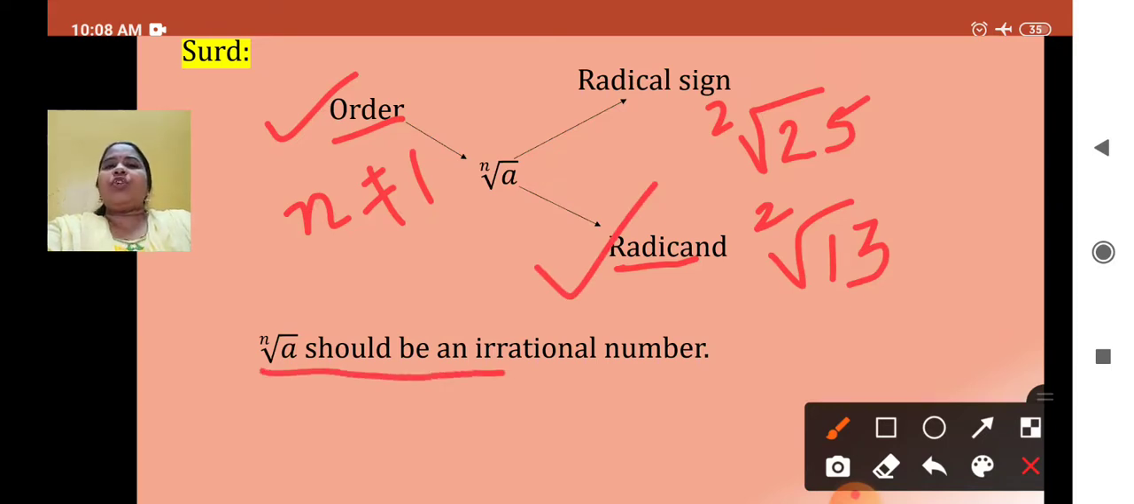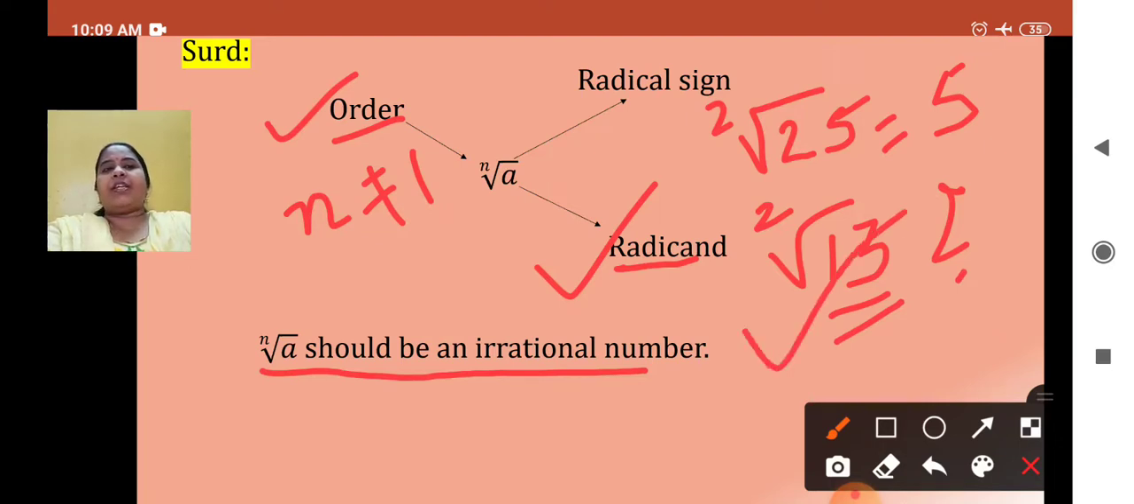Nth root of a should be an irrational number. Do you know the square root of 25? Yes, it is 5. Square root of 13. It's a non-perfect square. So as such you cannot predict the answer here. So out of these two, nth root of a is an irrational number is satisfied in this case. Here I am getting a rational number.